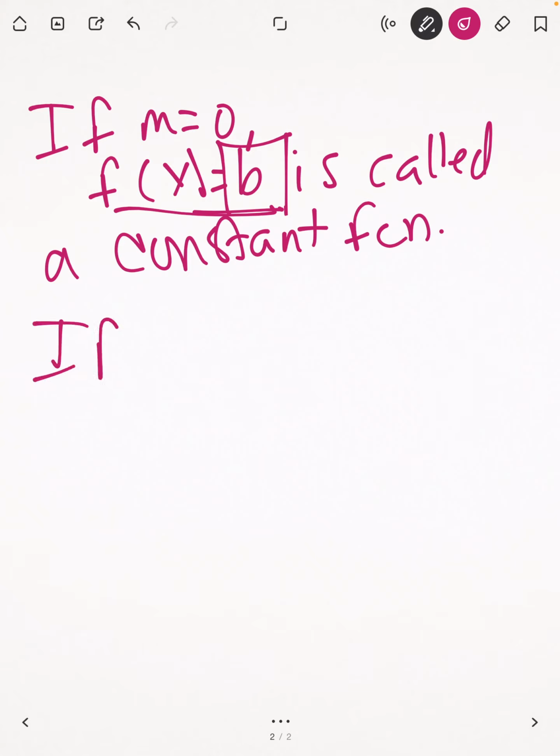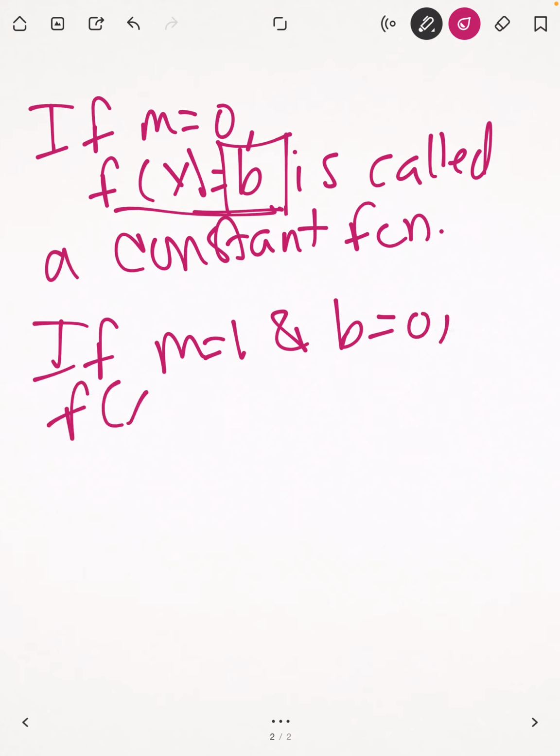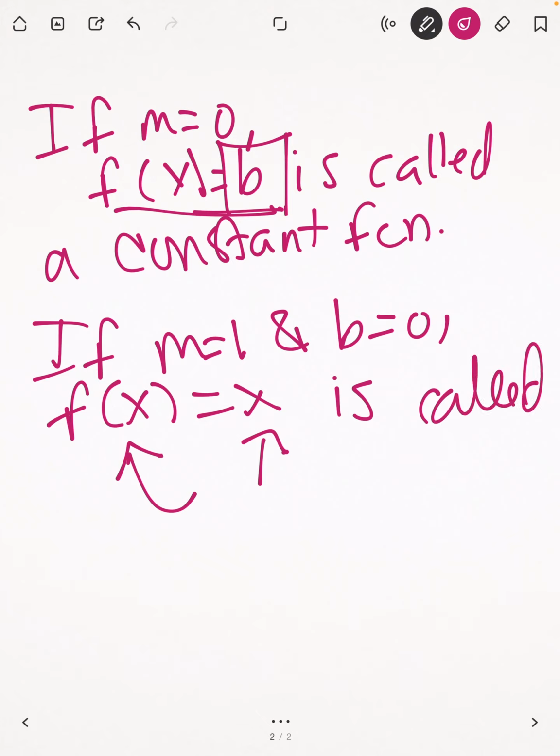Another one: if m equals 1 and b equals 0, f of x equals x, so whatever we put in is what we get out, is called the identity function.